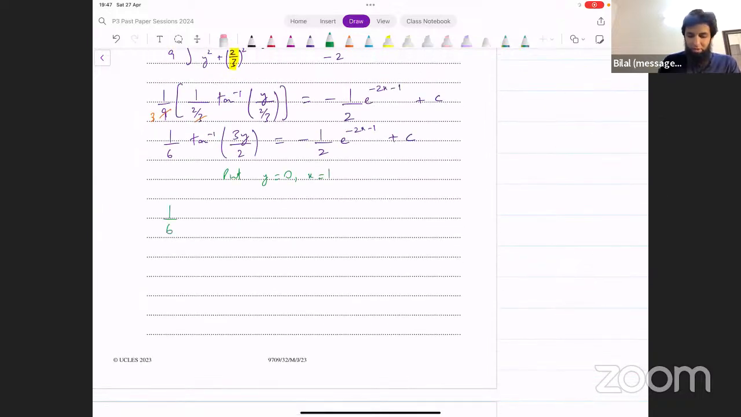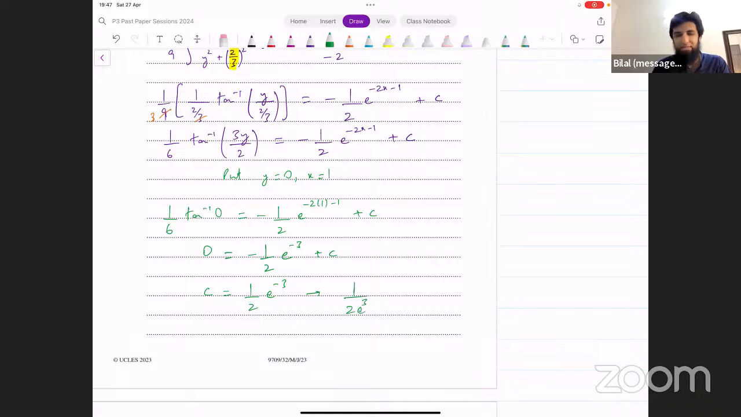Okay. It becomes tan inverse of 3 into 0. That whole thing becomes 0. So tan inverse of 0. On the right side, we've got minus 1 over 2 into e raised to the power minus 2 into 1 minus 1 plus c. What's tan inverse of 0? Calculate that on the calculator. That will be 0. So on the left side, you've got 0. On the right side, you have minus 1 over 2 into e raised to the power minus 2 minus 1, which is minus 3. So the c value becomes 1 over 2 e raised to the power minus 3. Or we can write e in the denominator if we want as e cubed. This can also be written as 1 over 2e cubed. That is the value of c that I'm getting.